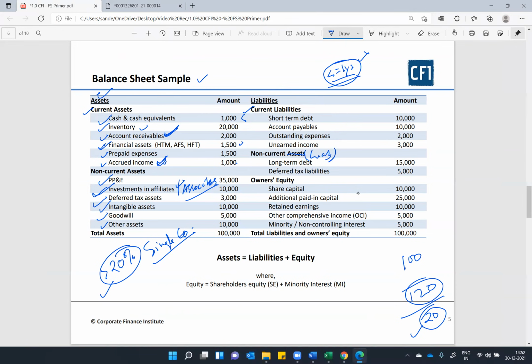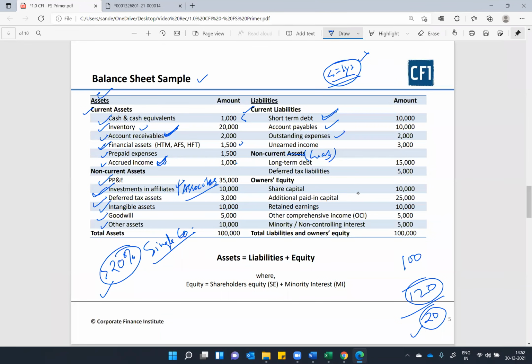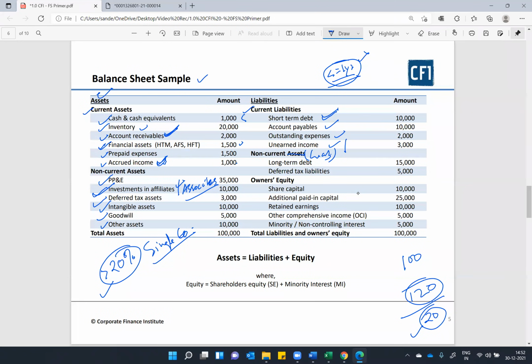So this is liability, guys. This is a typo error. Short-term debt is a debt you have taken from either a bank or a third party, and you have to pay this debt within 1 year. Accounts payable we have discussed. Outstanding expenses is nothing but your accrued expenses that we have already discussed. Then you have unearned income, which we can also call deferred revenue or prepaid revenue.